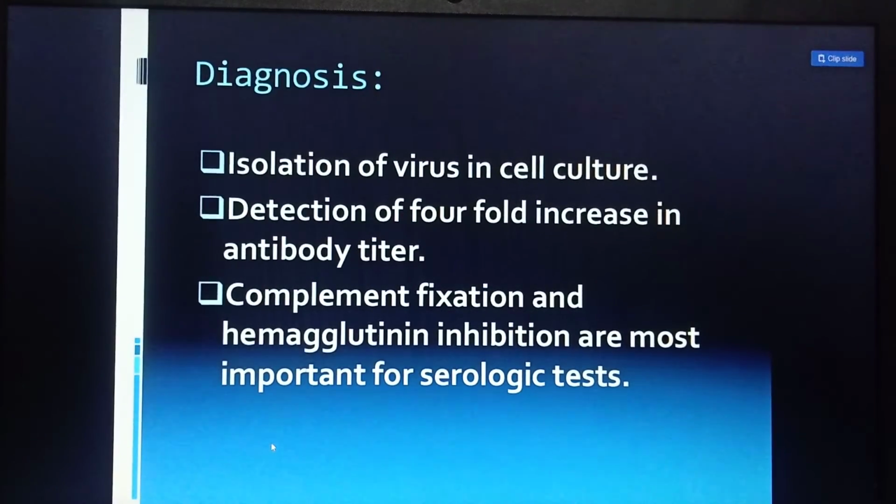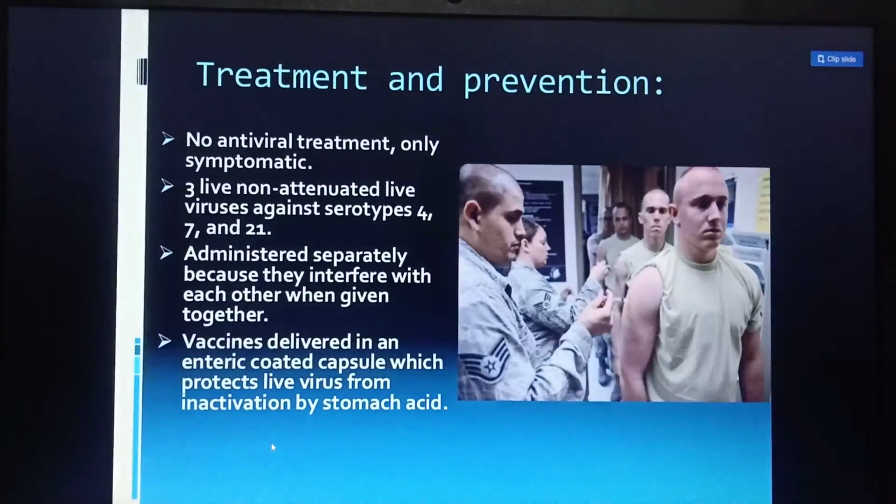And what diagnosis are they going to make here? The isolation of the virus, and they are going to detect certain antibodies, for example increased antibody titers, which they observe as the body fights against the infection. The next ones are the complement fixation and hemagglutination inhibition tests, and serological tests they are going to perform. Those are the procedures they are going to do.